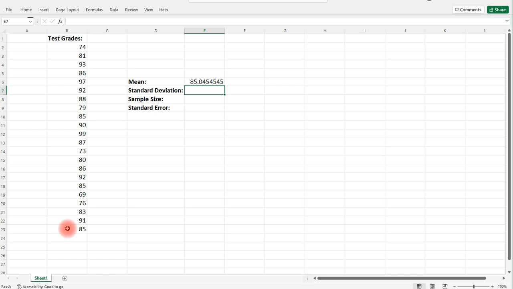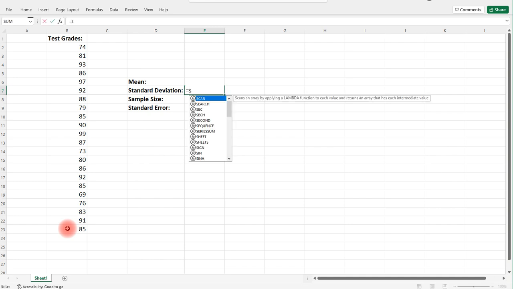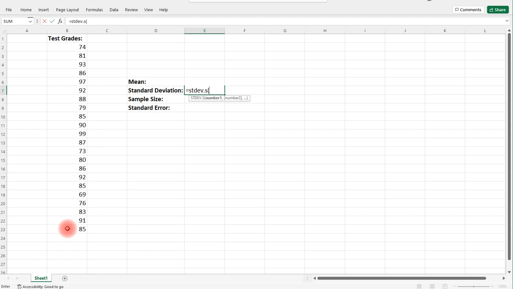Now, to calculate the standard deviation, type in equal STDEV. Now, dot P will give us the population standard deviation. Dot S will give us the standard deviation of a sample. I'm going to calculate the sample standard deviation, and then we're going to highlight the same data. So the standard deviation is around 7.75.